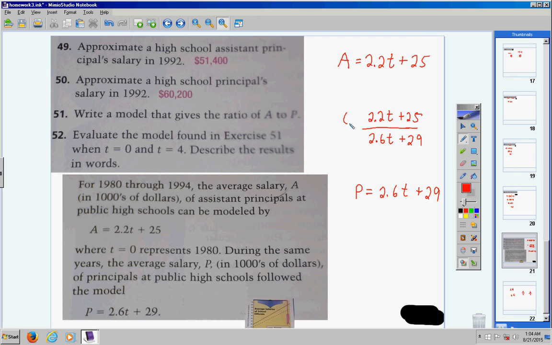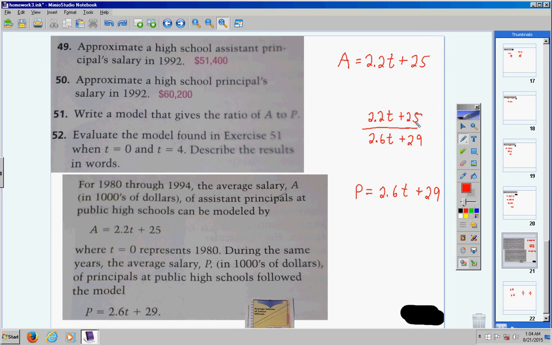Here's your A up top right here. Here's your P down here in the bottom. That's the ratio of A to P right there. Okay, not too difficult. Now, evaluate the model found in exercise 51 when T equals 0 and T equals 4. Describe the results in words. Let's take a look at that again. Evaluate the model from 51. So here's your model from 51 right here. Got it? There it is.